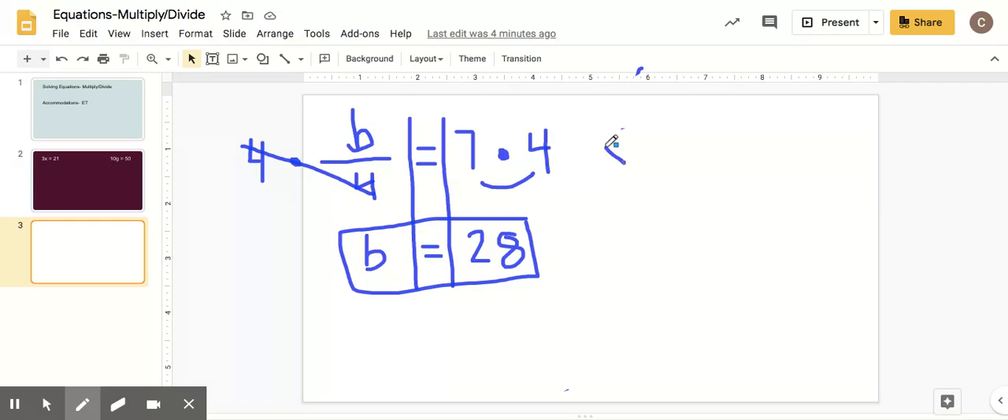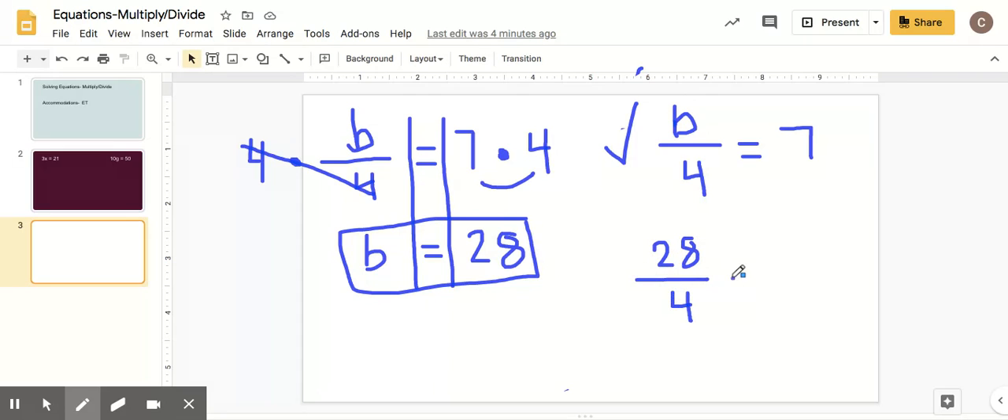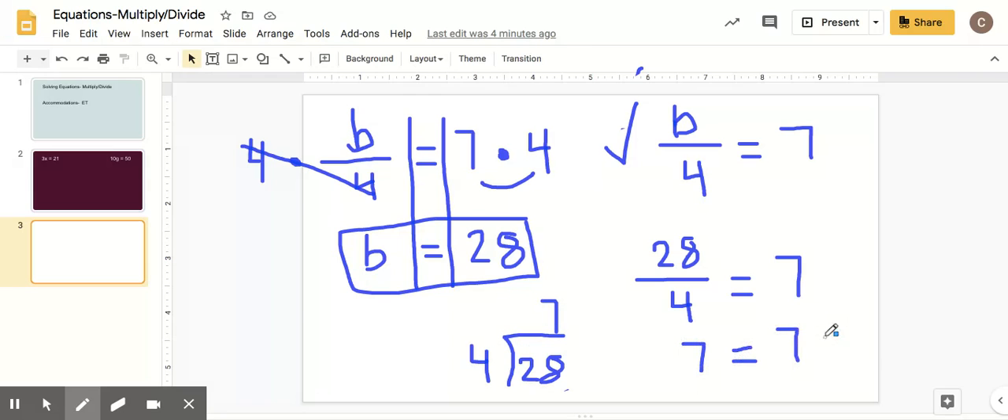28. Quick check to make sure we did it all right. Okay, so instead of b, we're going to write 28. And this is a division where the denominator goes outside the house. But this is a math fact. There's really no need to check this. Again, you have to know how many times 4 goes into 28 and that it is 7. So 7 absolutely equals 7.